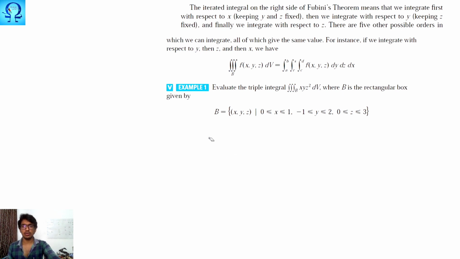With the basic idea of Fubini's theorem, let us work out a problem now. We are asked to evaluate this triple integral where B is the rectangular box given by this one. So let us start our solution.